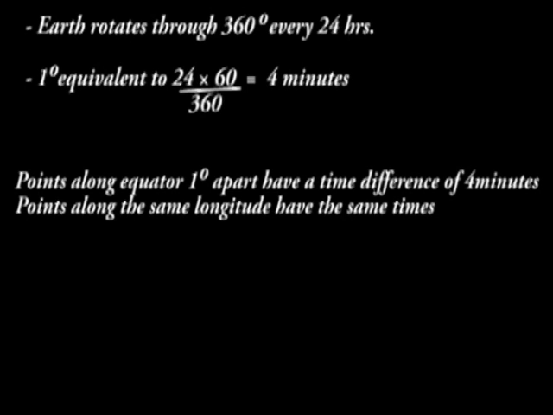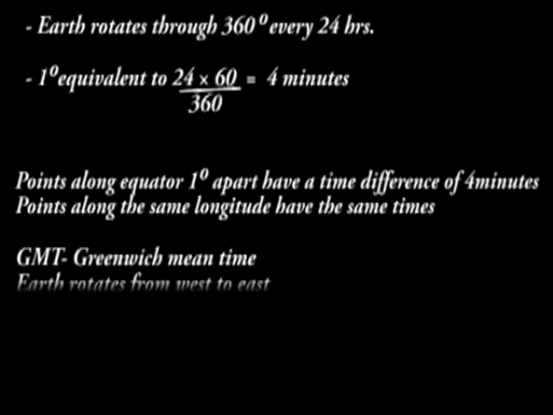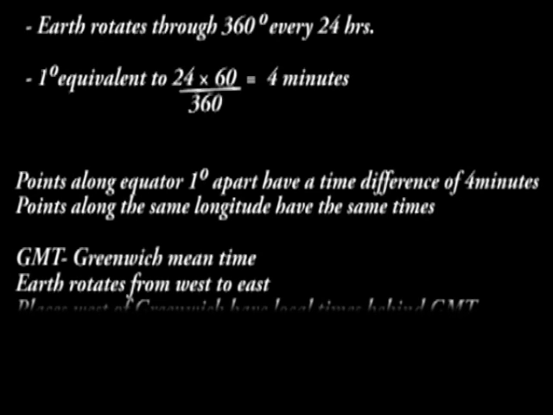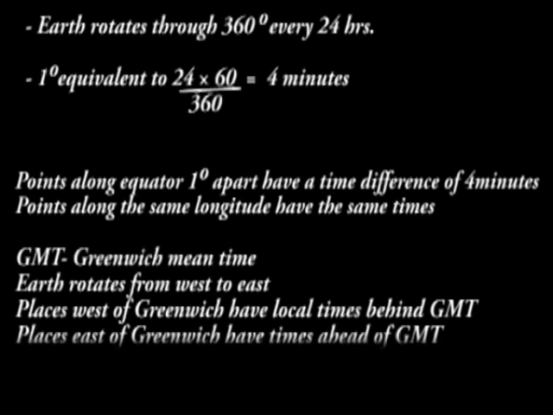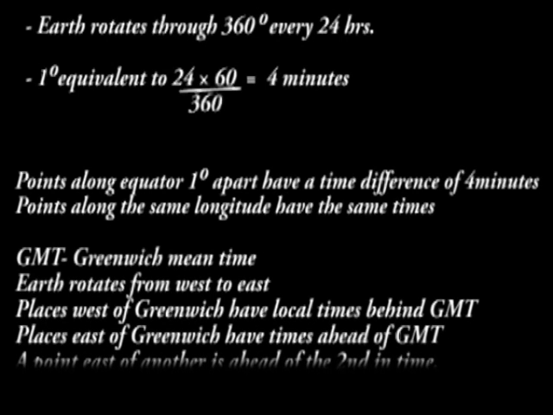The Greenwich local time is called the Greenwich Mean Time, or GMT. The Earth rotates from west to east. All points west of Greenwich have their local time behind the GMT. All places east of Greenwich have their local time ahead of GMT. A point east of another is always ahead of the second in time.